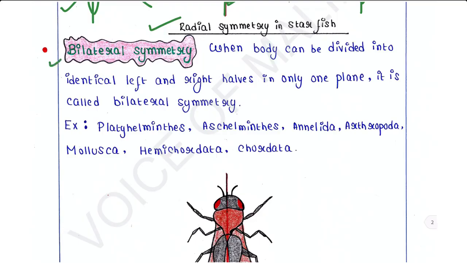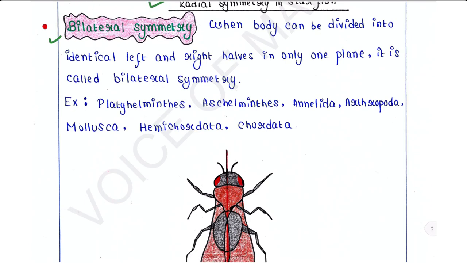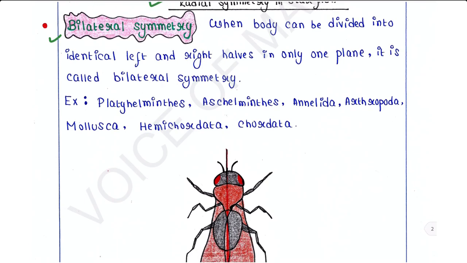And the next is bilateral symmetry. So here, when the body can be divided into identical left and right halves in only one plane, it is called bilateral symmetry. So mind it, it is saying that the body is divided into two identical halves in only one plane. That is the difference between bilateral symmetry and radial symmetry.